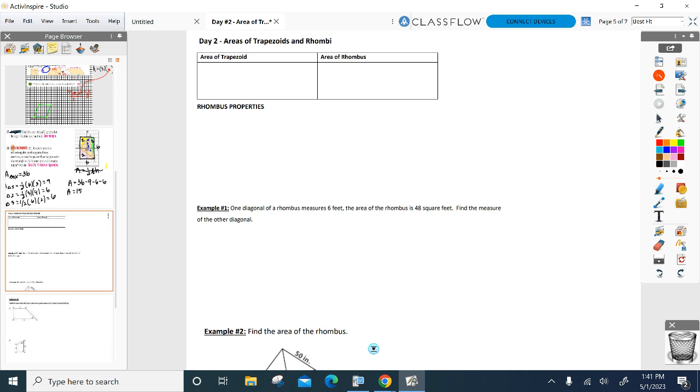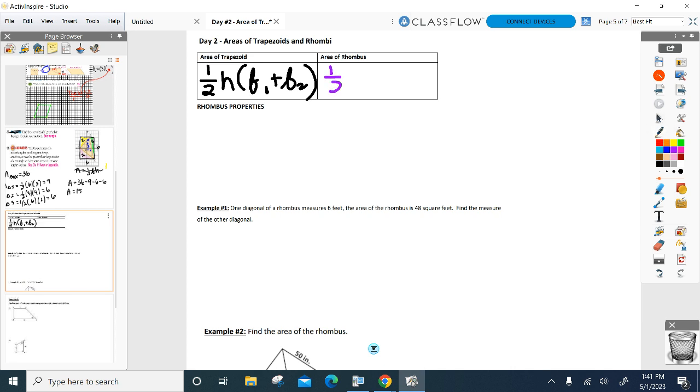I'm not going to have you go back and look. Let's just write it down. 1/2 the height times the sum of the two bases. And remember, the bases in a trapezoid are the two parallel sides. There's trapezoid, and then rhombus, which we're going to start today off with.